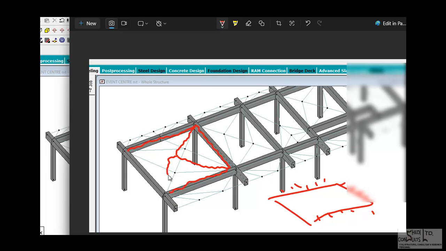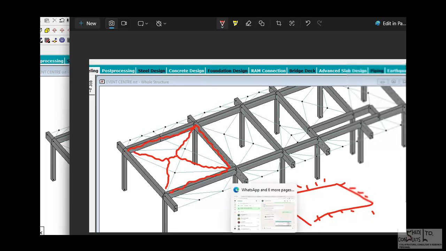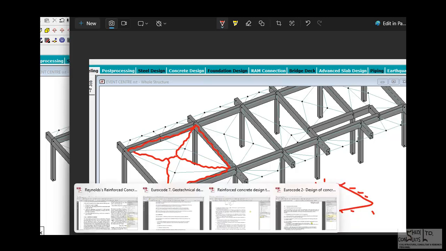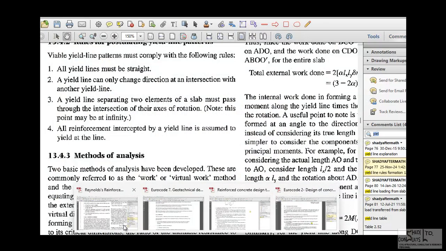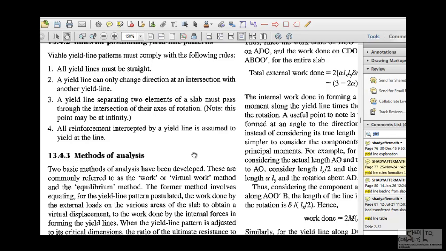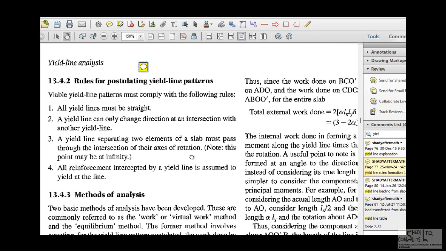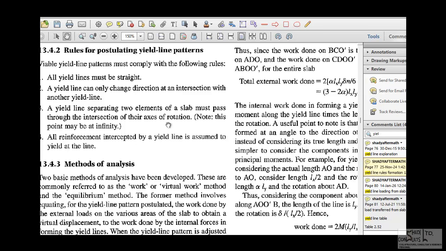Okay, yield line forms at the intersection between lines of support. Now, the Reinforced Concrete Designer's Manual has gone further to explicitly define or derive the theories associated with the formation of yield lines, and then provides the various yield line formations. So if you look at clause 13.4.2, it gives requirements for how yield lines are formed. They are typically formed at the location of lines of support.